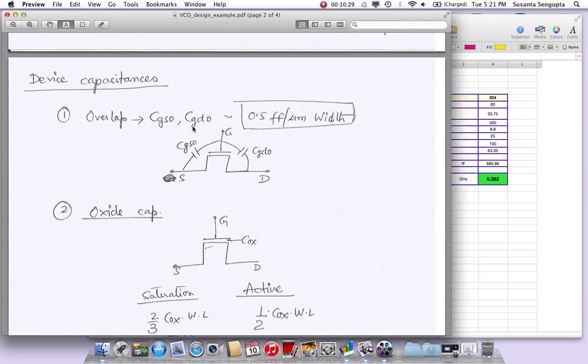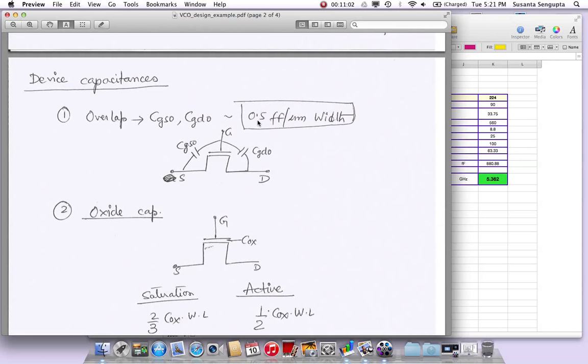There are lots of device capacitances which come from the process foundry, but I will use only some of them because it's not possible to use a lot of them in hand calculations. The first one is the overlap capacitance, which we call CGSO or CGDO. If this is a MOS device, from source to gate there is an overlap capacitance even when this device is off. CGSO and CGDO are mostly equal. This is the overlap capacitance, and the way we will estimate it is we'll use a value.